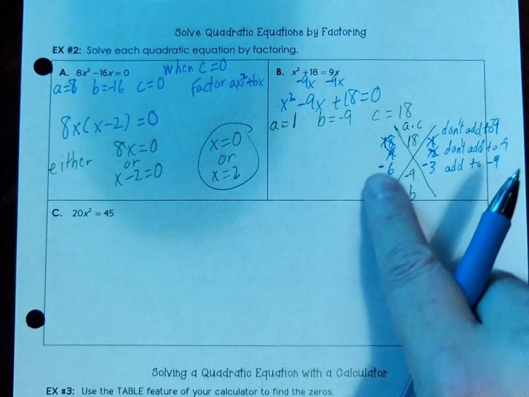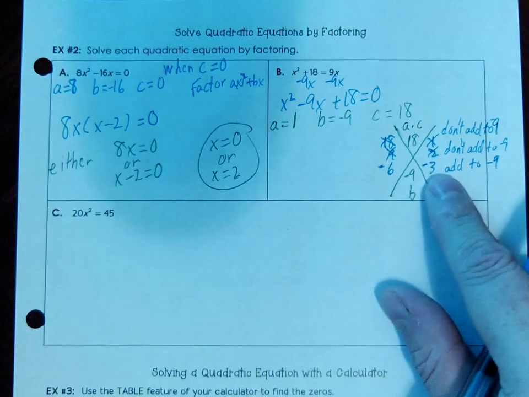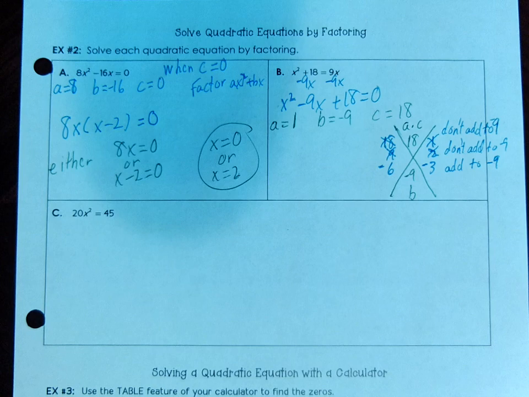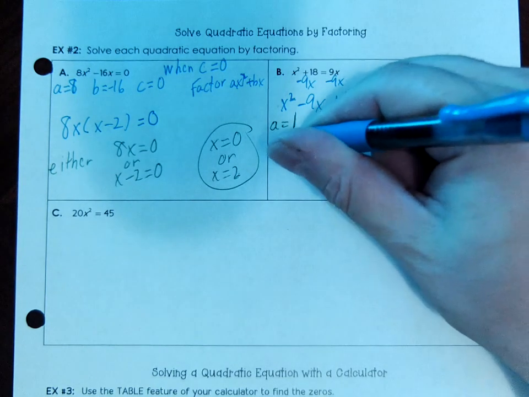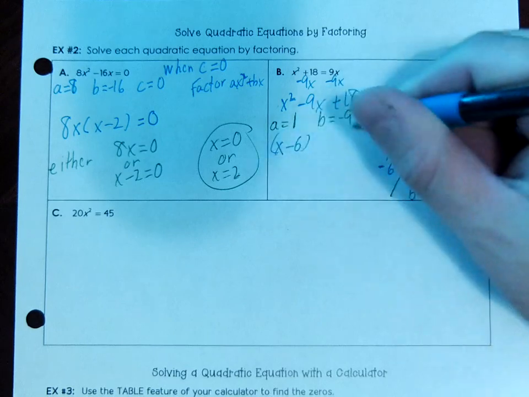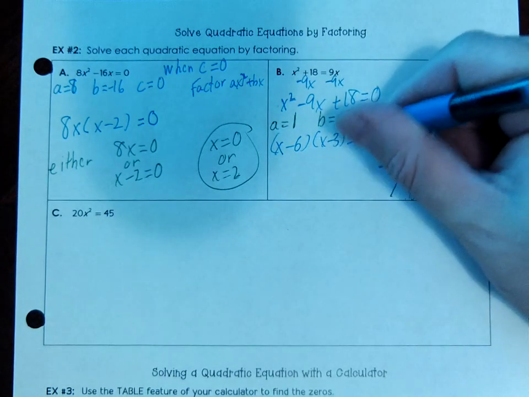So those again are my factors directly. Because A is 1, these are my direct factors. Now if A isn't 1, we're going to have to do something else, which we'll show in a bit. So here we got x minus 6 and x minus 3 is equal to 0.